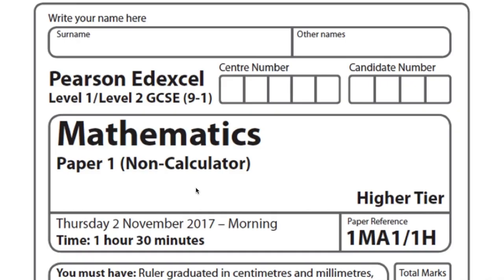If you need the paper and you can't find it, I've linked it down below, so you can go ahead and it's just a Google Drive file. You can download, print that off and have a go at it yourself. And that's really good revision. So without further ado, let's get started.